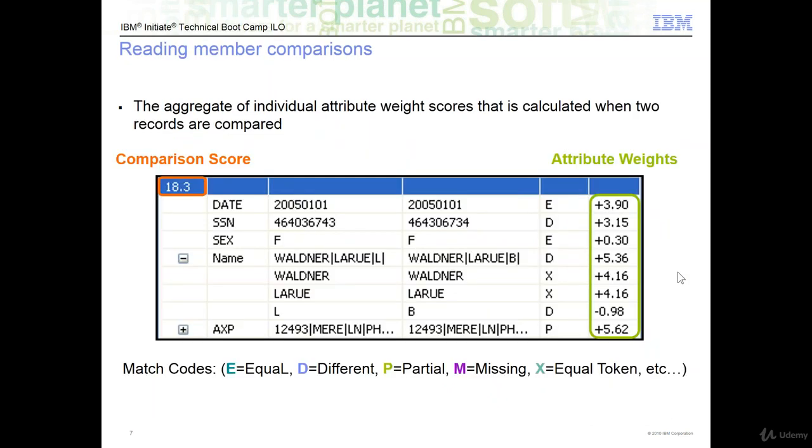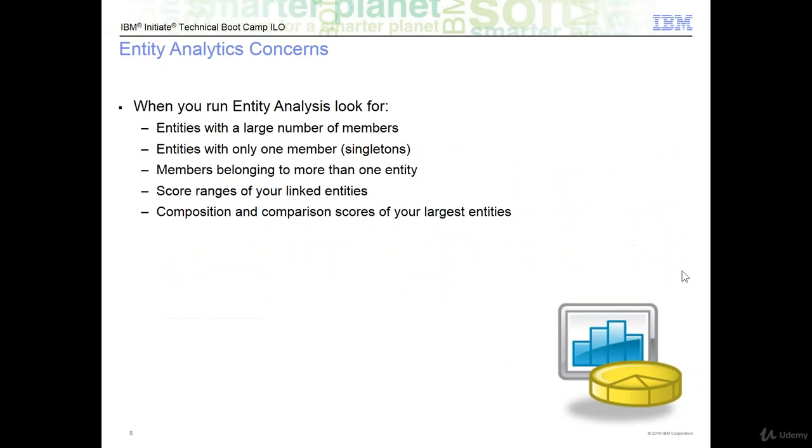Now for reading the member comparison, it is the aggregate of individual attribute weight scores that is calculated when the two records are compared. Now, there are several things that must be considered while we're running the entity analysis.